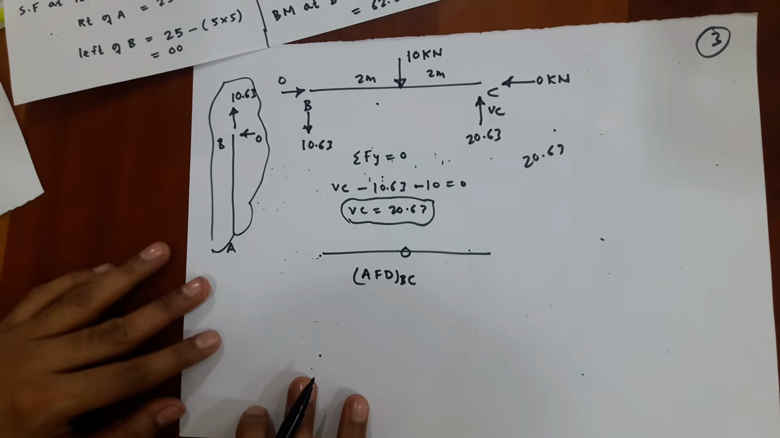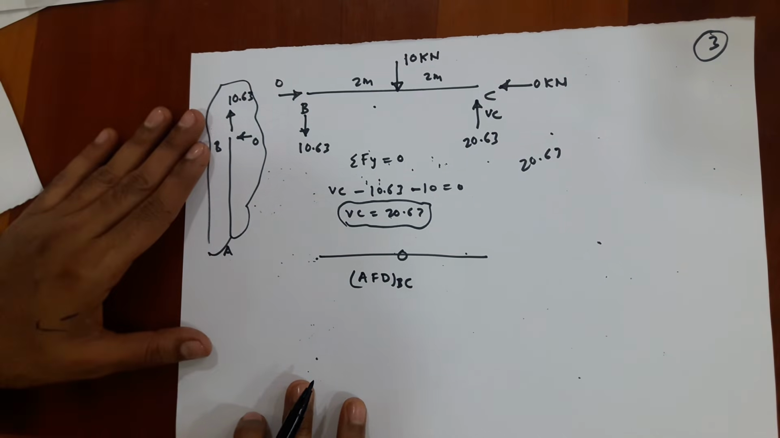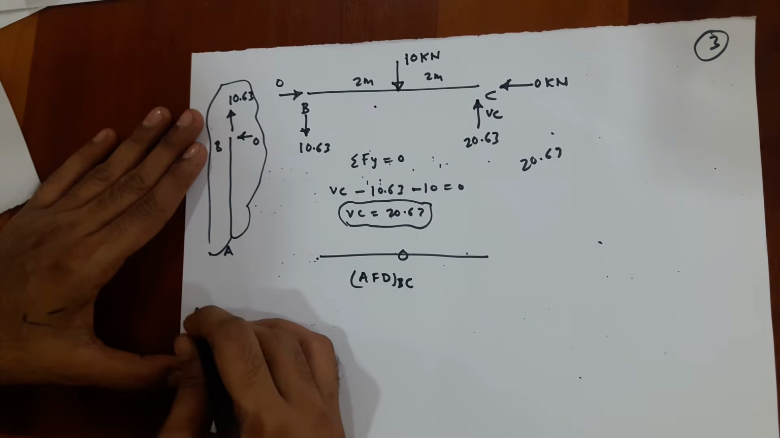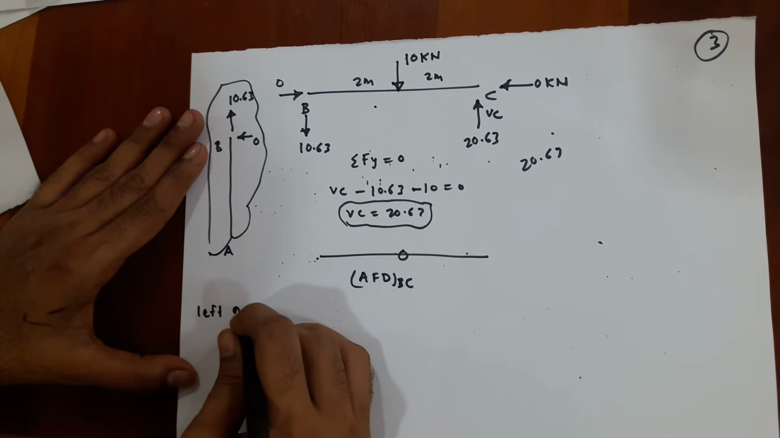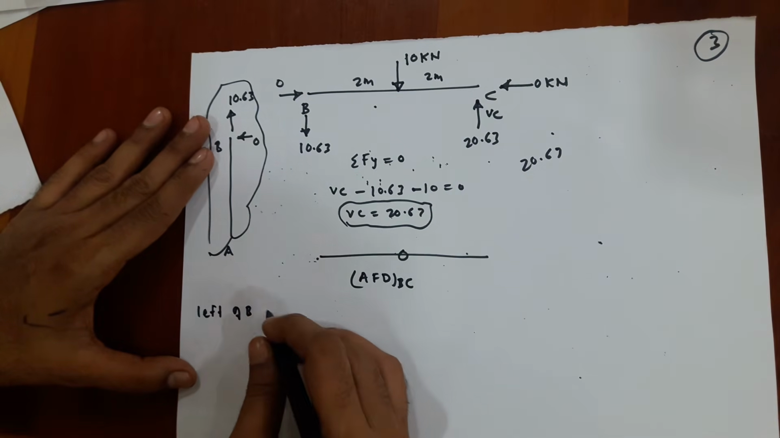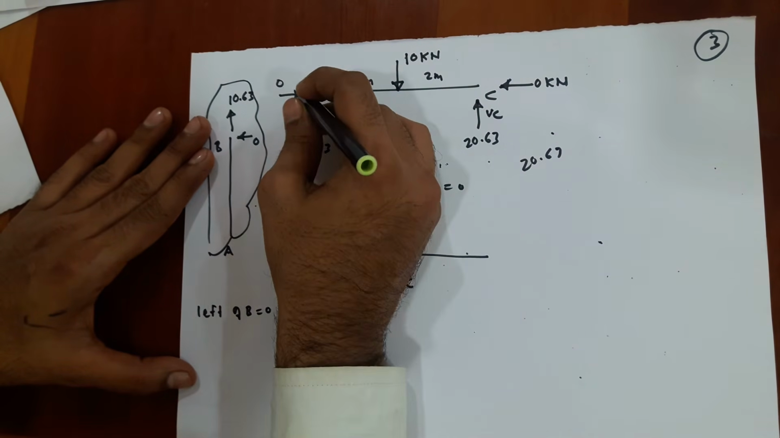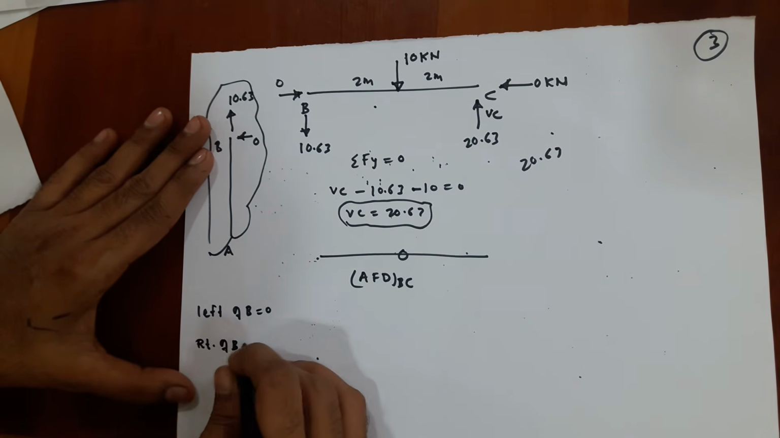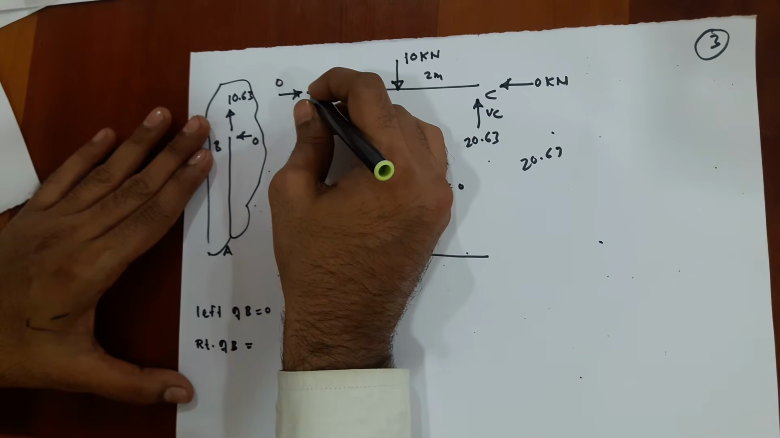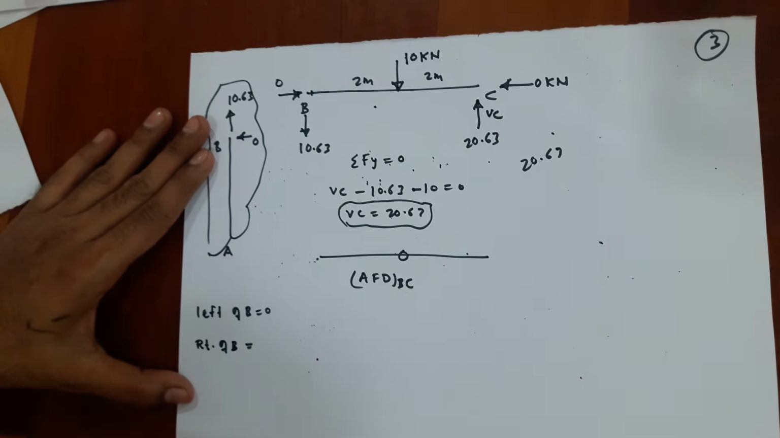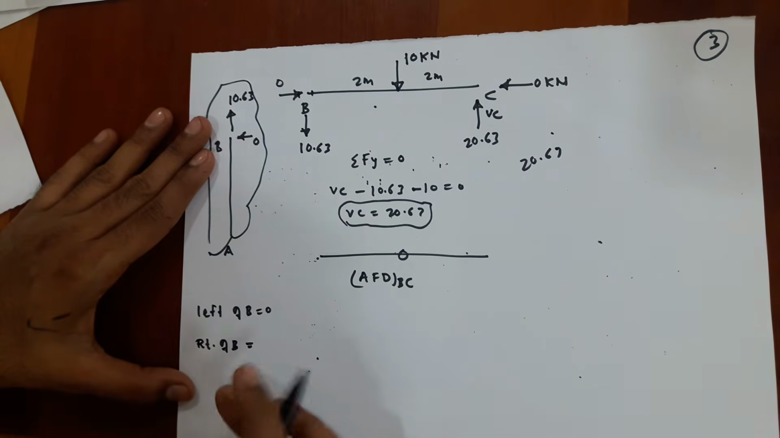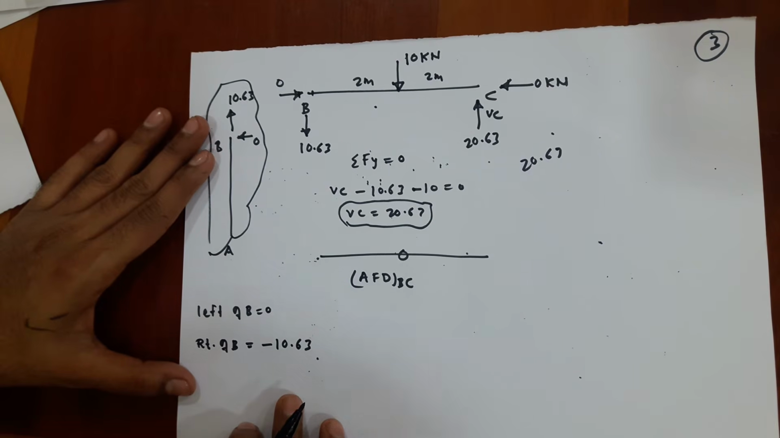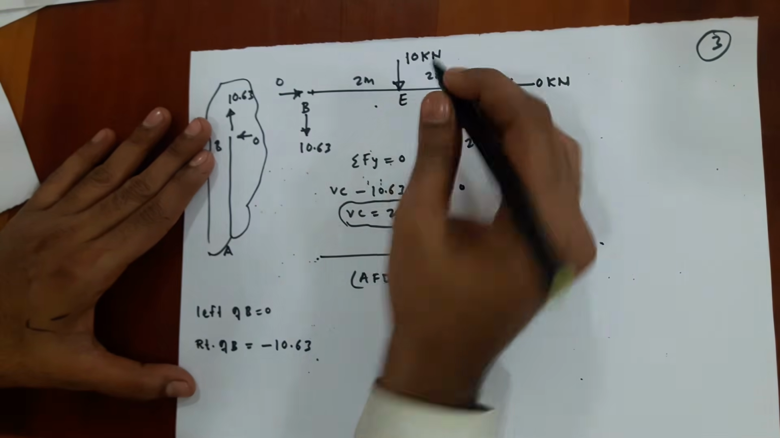What about the shear force? We have to calculate shear force at various points. We have the first point, left of B. Shear force at left of B is 0, there is no perpendicular force. Right of B: from left of B to right of B, one force is going downward. Whatever force is going downward, take it negative, minus 10.63. So take this point as E.